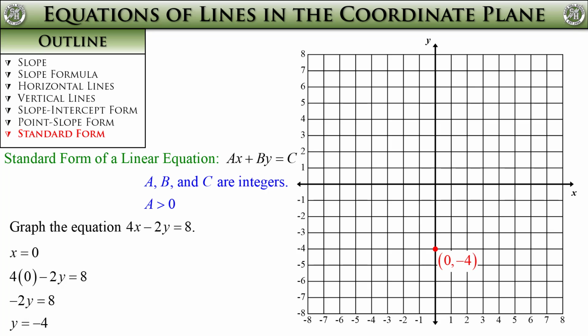Now let's find our x-intercept. This time we set y to 0. Running through the algebra shows us our next point is at 2, 0. That's our x-intercept. From here we just play connect the dots again, and that's how you would graph a standard form equation.